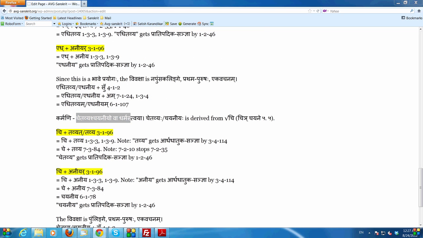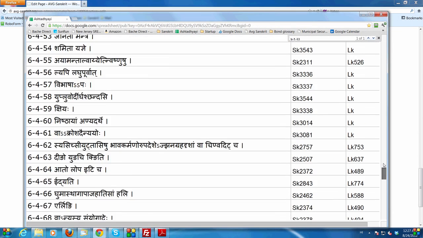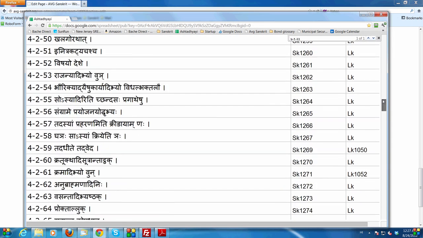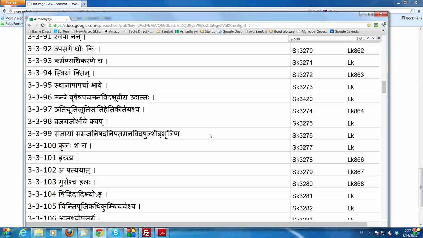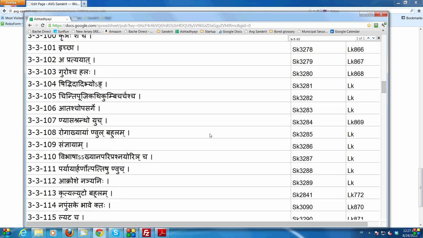The next sutram we are going to look at is 3-3-113, which is Krityalyuto Bahulam. It is an interesting sutram which gives us the authority to use Kritya pratyaya in meanings which may not fit what we have said so far. So the next sutram we look at is Krityalyuto Bahulam. Before we derive any more forms, we'll take a brief look at the sutram Krityalyuto Bahulam. This is 3-3-113.